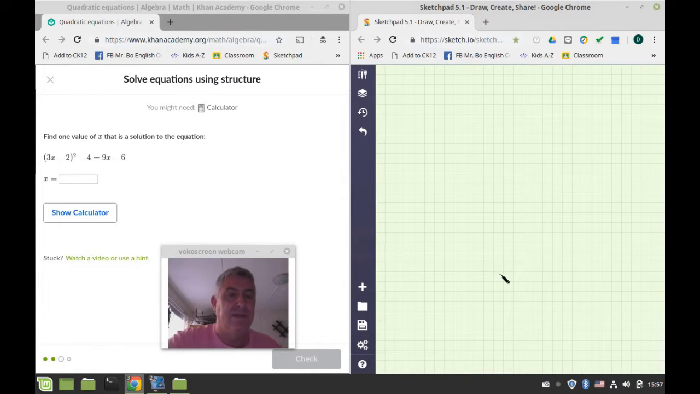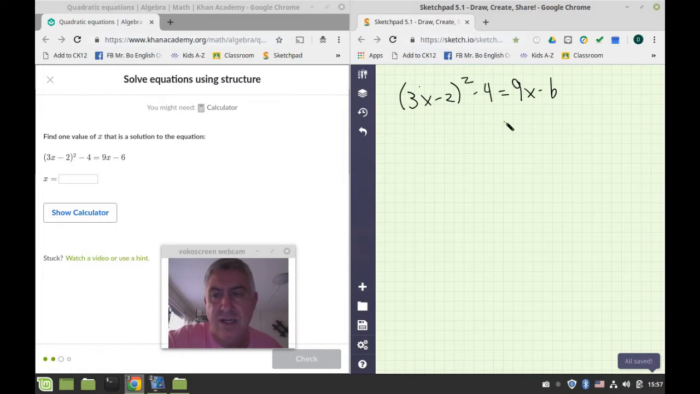All right, let's look again. We have 3x minus 2 squared minus 4 is equal to 9x minus 6. I want to see that I can pull out a 3, so that's going to be 3 times 3x minus 2. And now I can see I have 3x minus 2 in both spots. I want to make that r.